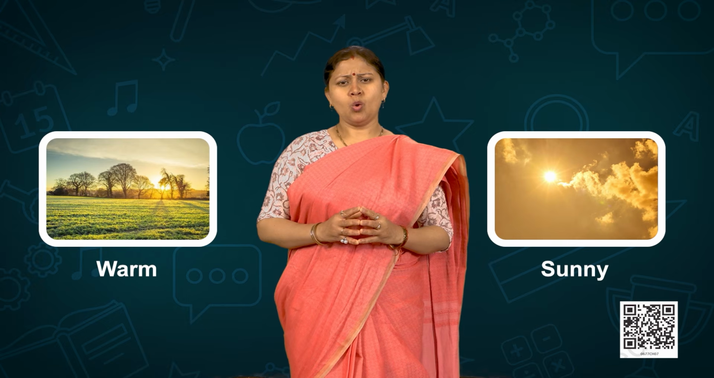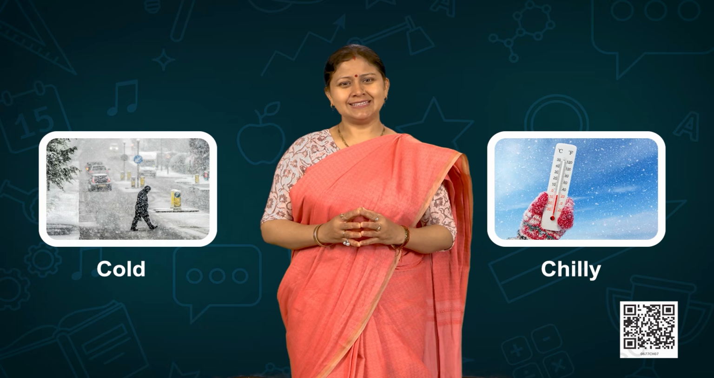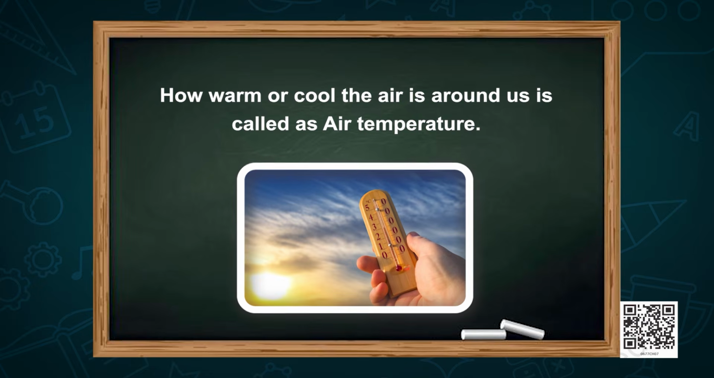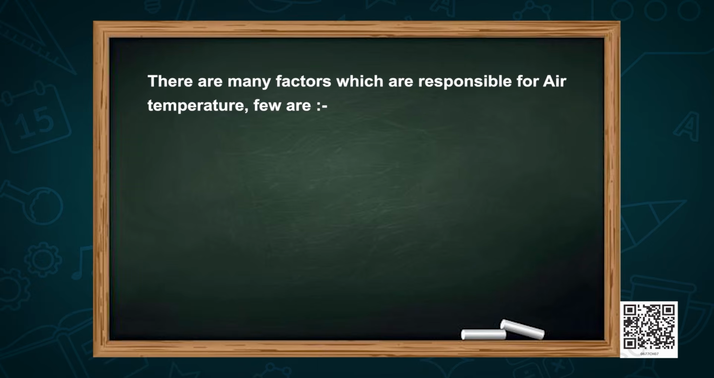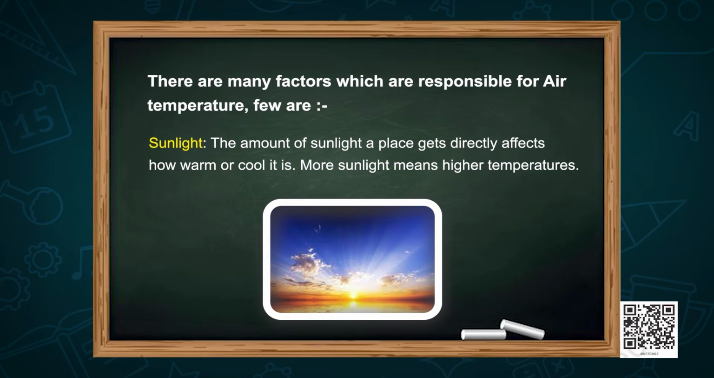Have you ever wondered why we feel some days to be warm and sunny while others cold and chilly? That is because of something called air temperature. How warm or cold the air is around us is called air temperature. There are many factors which are responsible for air temperature. Few are: sunlight. The amount of sunlight a place gets directly affects how warm or cold it is.